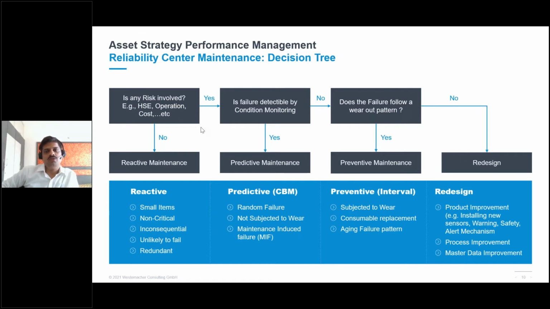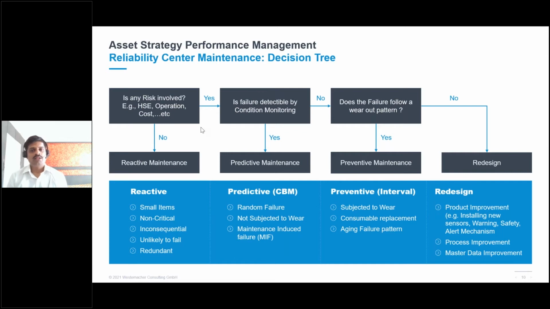But if that asset doesn't have a right mechanism to do condition-based monitoring, then the question again could be, does it follow any failure pattern which we can relate to aging failures? And if the answer again is yes, then we can go for a preventive maintenance approach, which addresses all the issues related to normal wear and tear or aging-related failure.